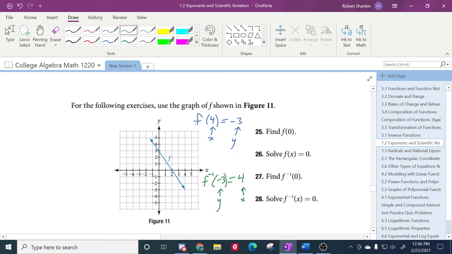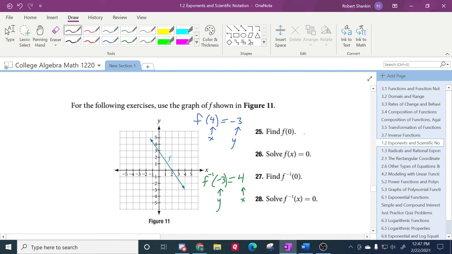So we can think of it this way. Function associates the input with the output. And the inverse function associates the previous output. It says, what was its input? What was the input that gave me an output of -3? It was 4. So it just reverses the role of the x and the y in the inverse function. All right, so with that insight, we'll go back to here.